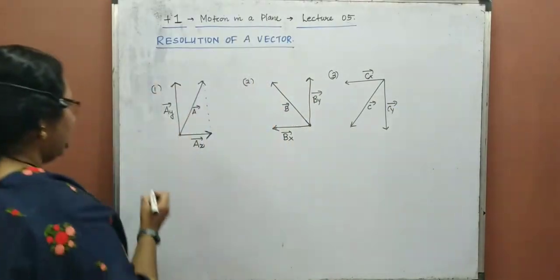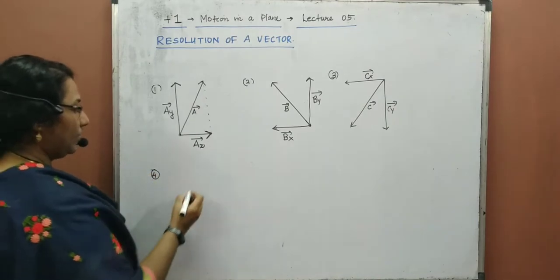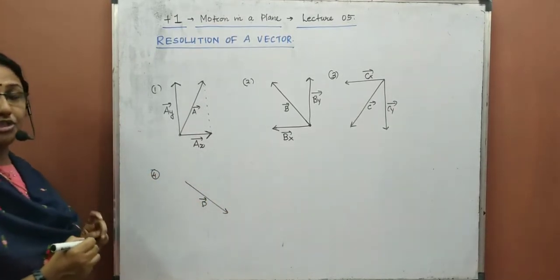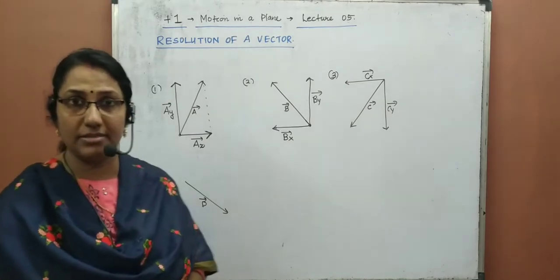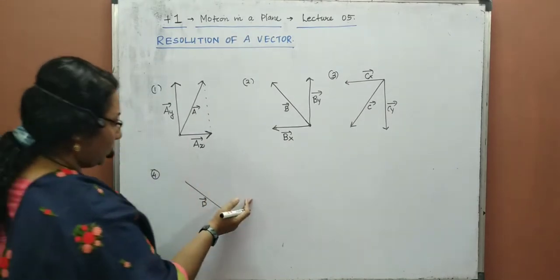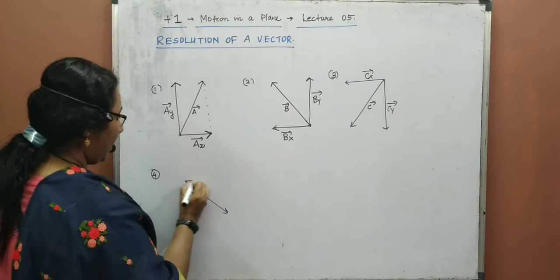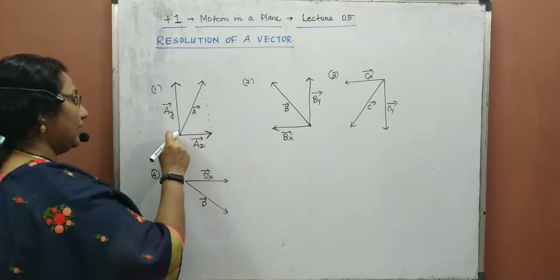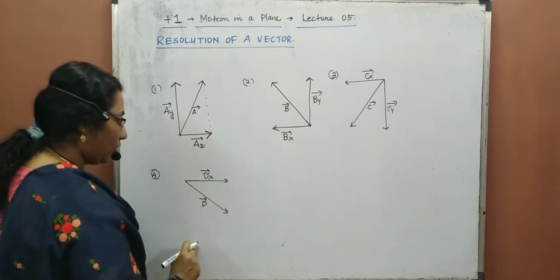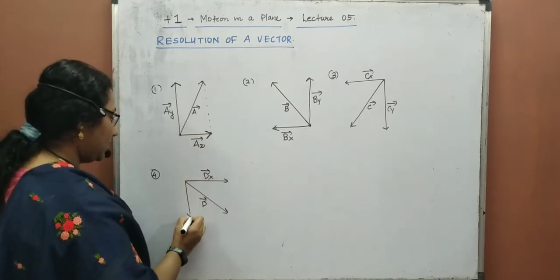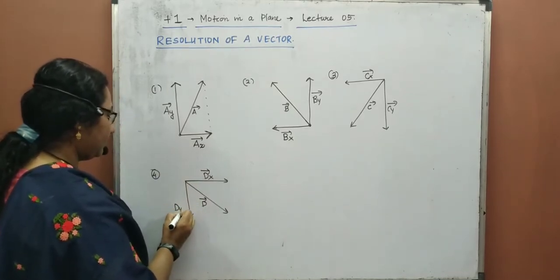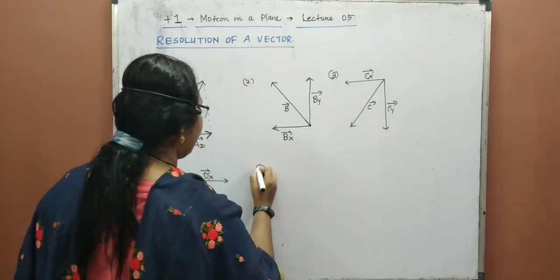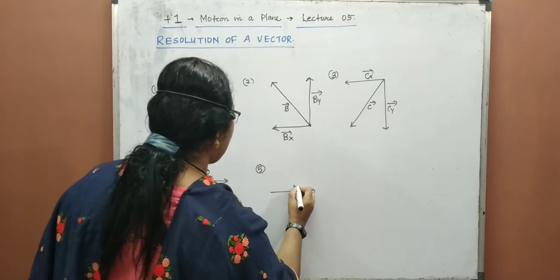Okay, then what about the fourth vector? This was our fourth vector D. How to take the two perpendicular components? The x component, whether it is towards right or left? Yes, surely towards the right end. Whether the y component is towards up or down? Surely it is towards down, Dy. Okay, clear? Next, suppose our vector E is on the x-axis itself.